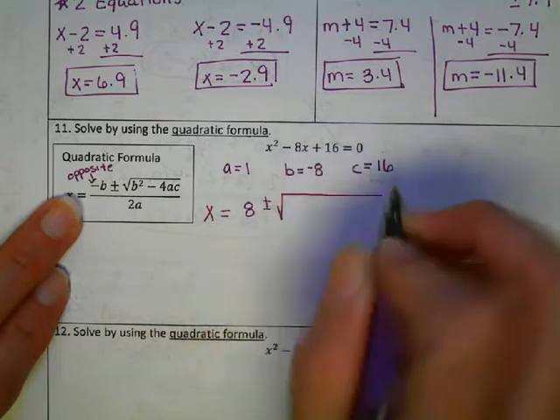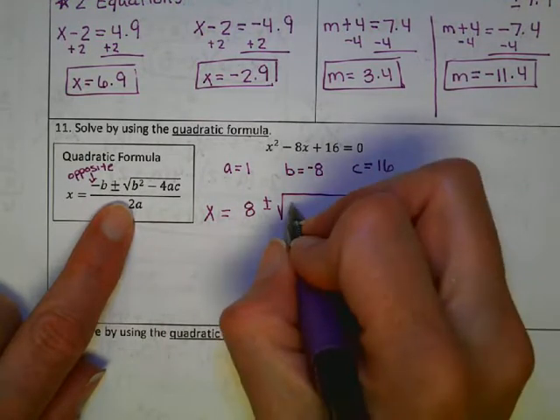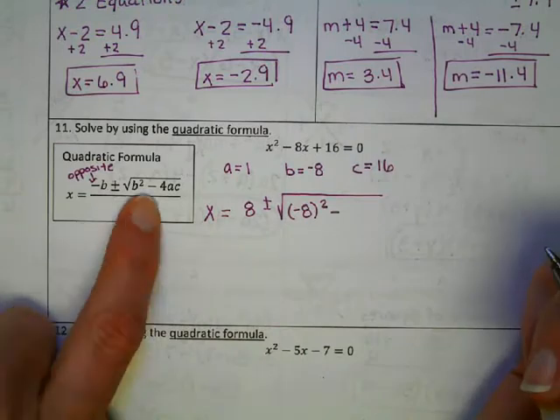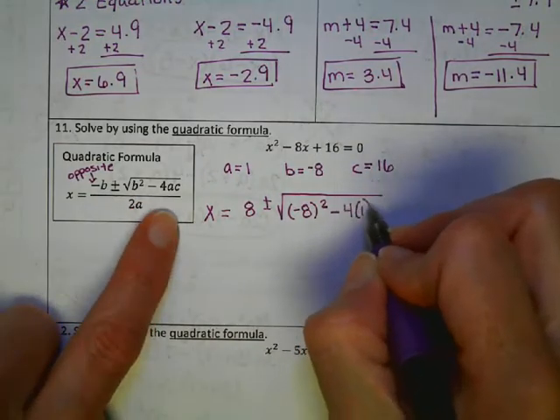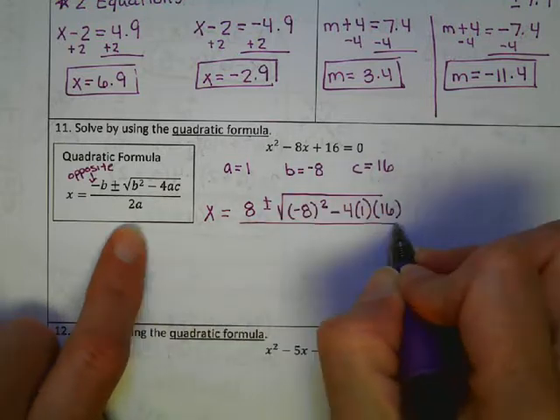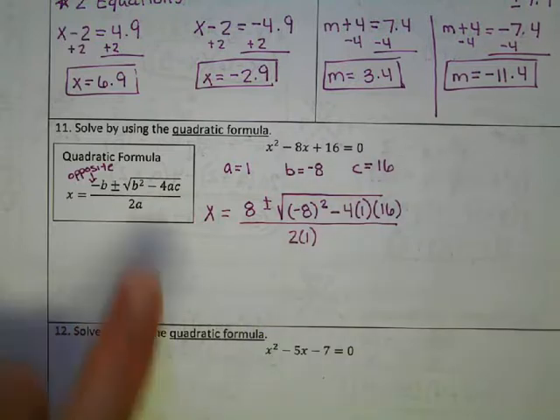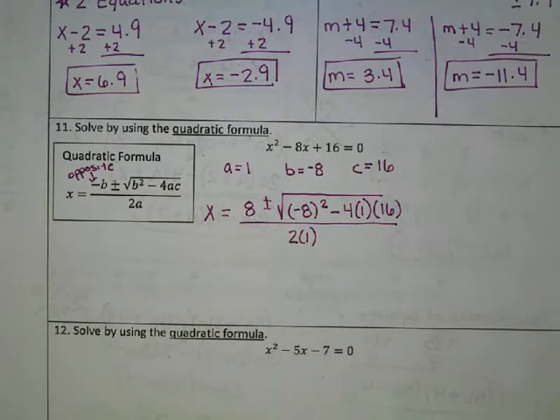Which will plus and minus the square root, b squared, so negative 8 squared, minus 4 times a times c. So minus 4 times 1 times 16, all over 2a. So 2 times 1. Remember, we're going to do this big part under the square root symbol first, so we're going to type all that in using our calculator.